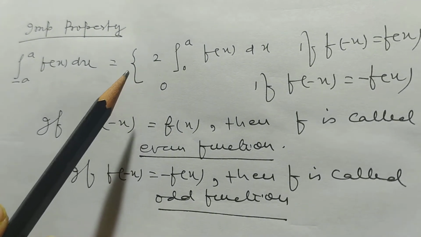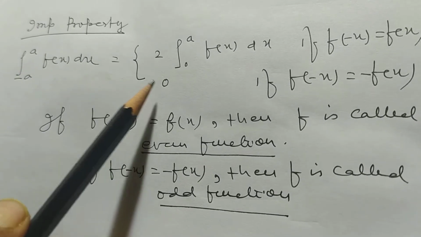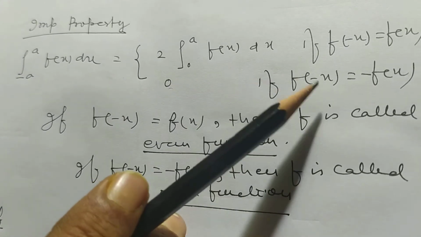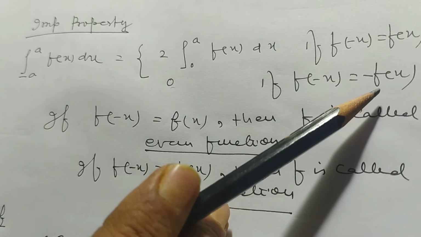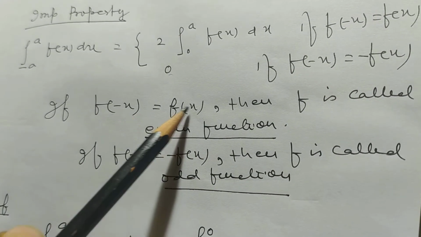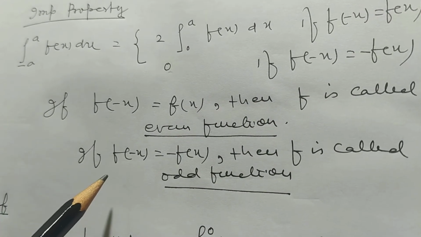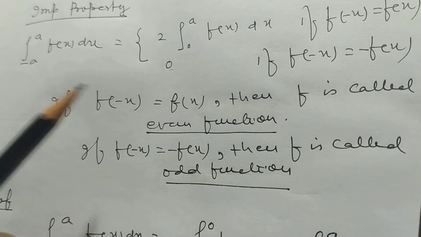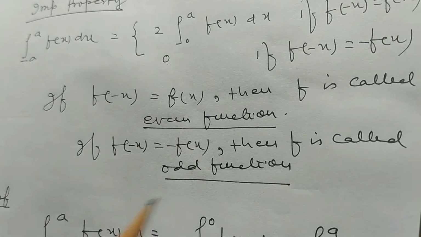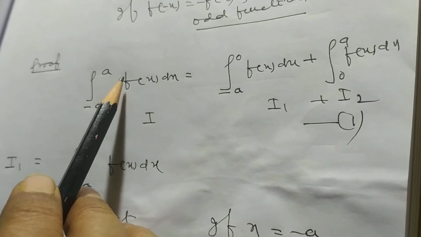And now, integral from minus a to a of f(x) dx is equal to 0 if f(minus x) is equal to minus f(x), that is odd function. If f(minus x) is equal to f(x), then f is called even function. If f(minus x) is equal to minus f(x), then f is called odd function. So now I want to prove this property.